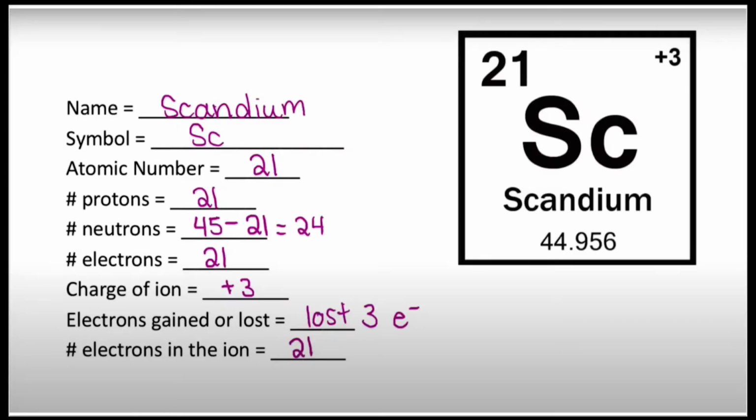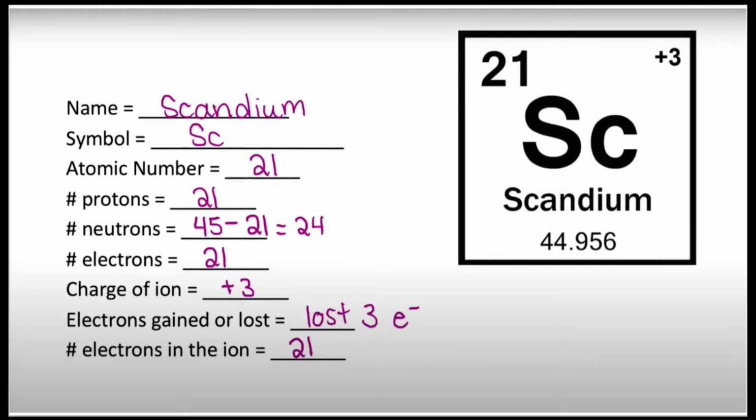This is scandium, which is element number 21. So that means it has an atomic number of 21, 21 protons. The neutrons is equal to the atomic mass rounded. So 45 minus the 21 protons, which is equal to 24. Electrons is equal to 21 because we're dealing with an atom. It has a charge of +3. Plus meaning it has given up or it has lost 3 electrons. Therefore, in the ion, it has 18 electrons.